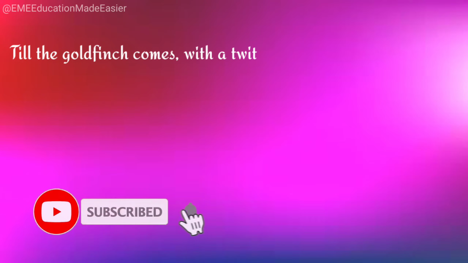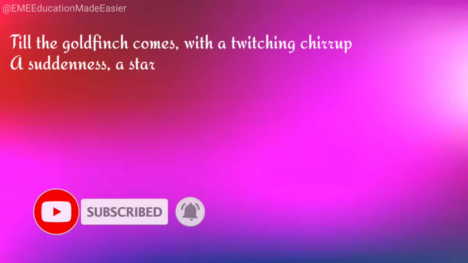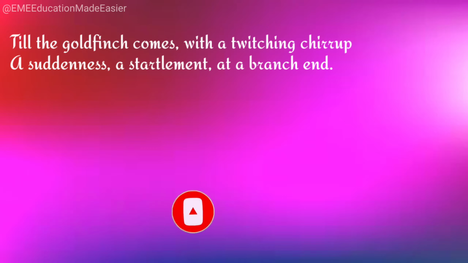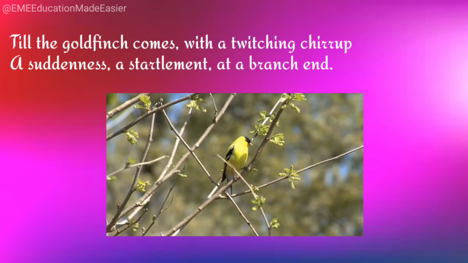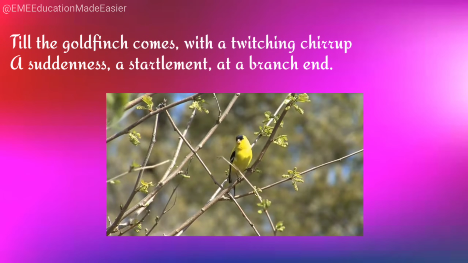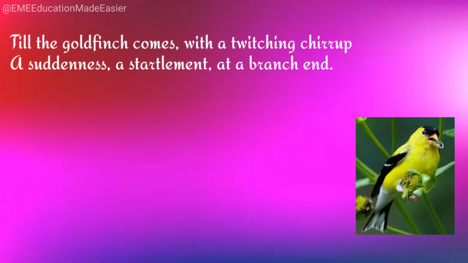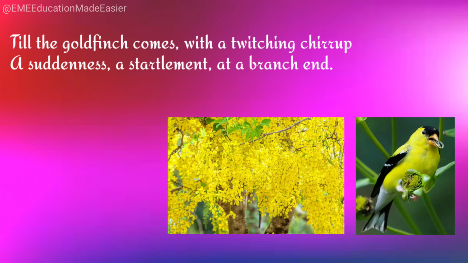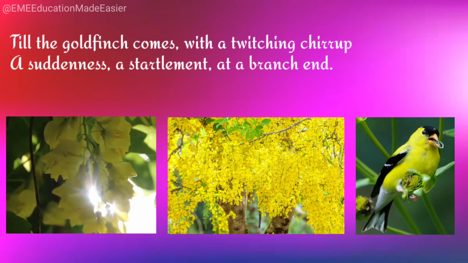The next two lines say, till the goldfinch comes with a twitching chirp, a suddenness, a startlement at a branch end. Here, the poet talks about the goldfinch bird, whose arrival destroys the peace and serenity of the quiet ambience. So you see, the bird goldfinch is also yellow, and the laburnum tree is also filled with yellow colored flowers, and you have the September sunlight that is also yellow. So the yellow color plays a very prominent role in this poem.